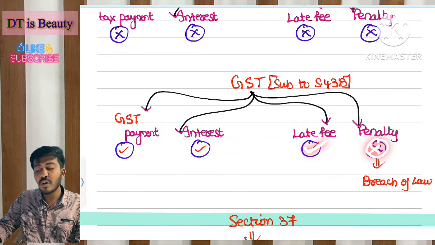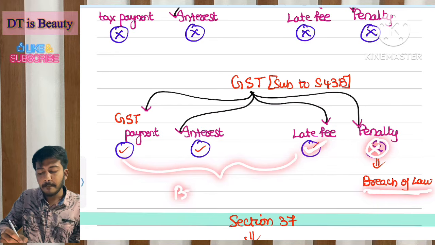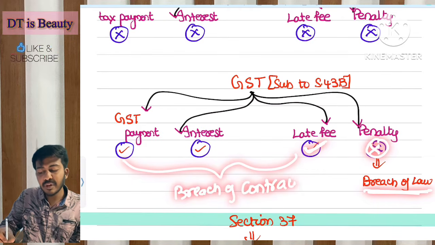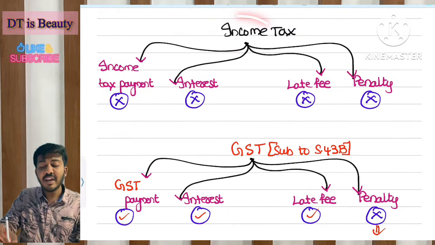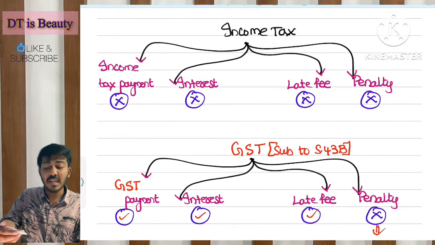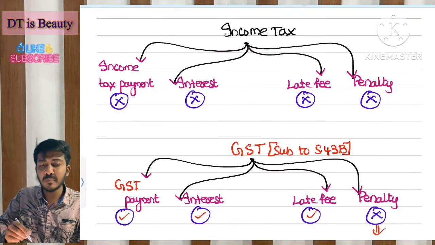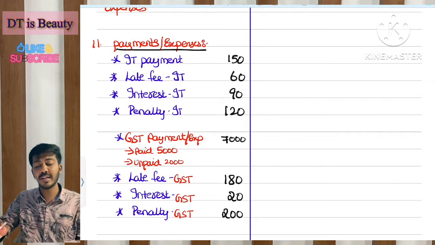However, penalty is not allowed as deduction because the logic is it is a breach of law, it is a breach of contract between the department and the assessee. Simple, it is allowable as deduction. Whereas you are calculating income tax, how can you include income tax items inside this? So any income tax item is not allowed.